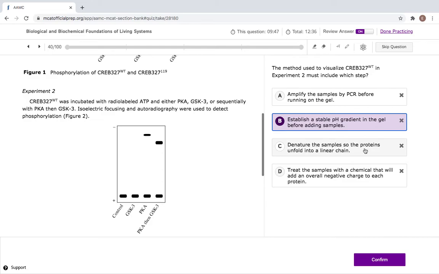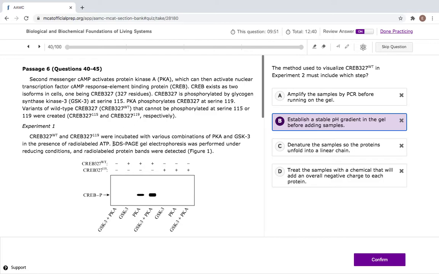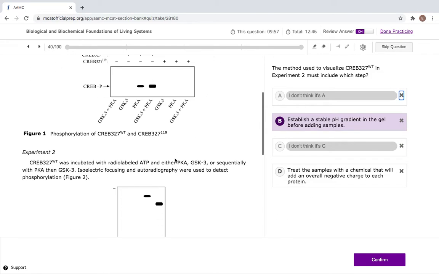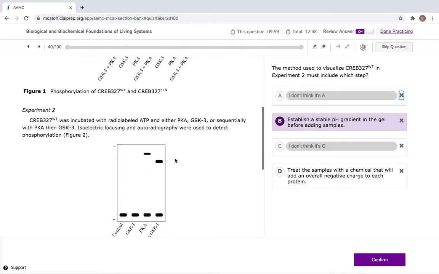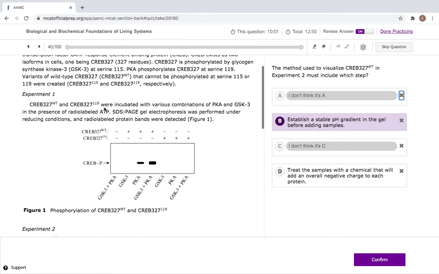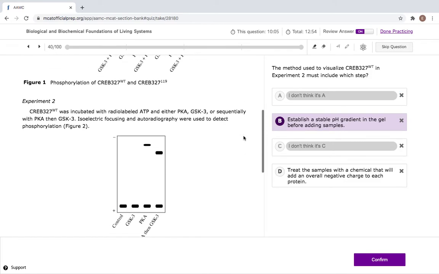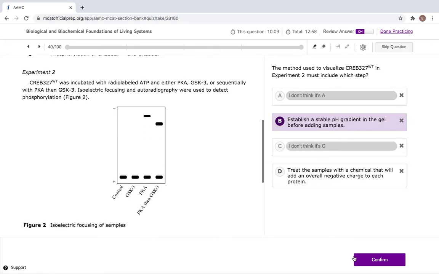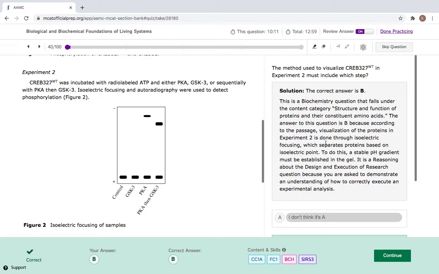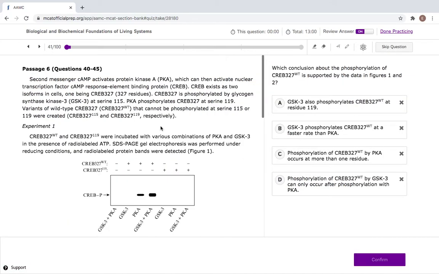Denature the samples so the proteins unfold into a linear chain. That's SDS, sodium dodecyl sulfate, that does that. So this is a no. This is a no. Treat the samples with a chemical that will add an overall negative charge. That's literally SDS that does that. So this is a pseudo-discrete question. Basically, what is isoelectric focusing? And it's B. So this should be correct. Okay. Come on, give me a harder question.